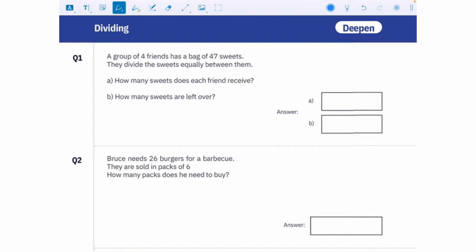So with our 4 times table, we know we've got 4, 8, 12, 16, 20, 24, 28, 32, 36, 40, 44, 48. So hopefully it makes sense if I say that they all get 11 each, because we haven't quite got enough to give them 12 each. That would be 48, and 44 sweets is needed to give each of the friends 11 sweets. We've got 47, so that is 3 sweets left over. 47 divided by 4 is 11, remainder 3.